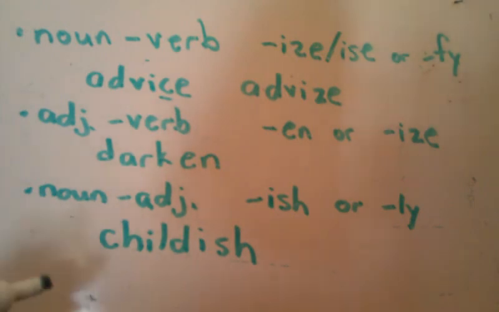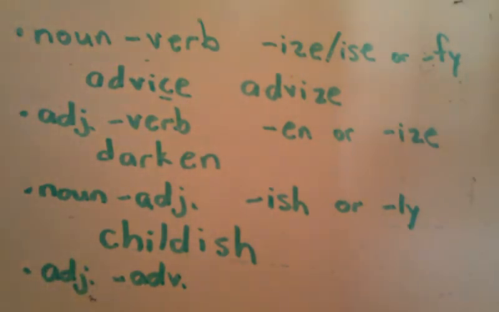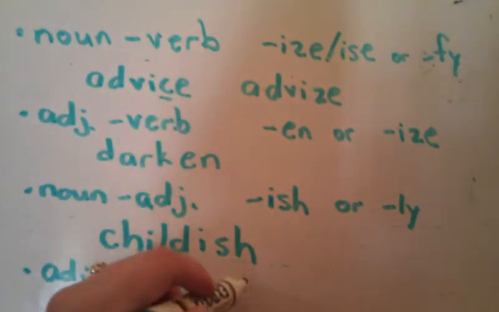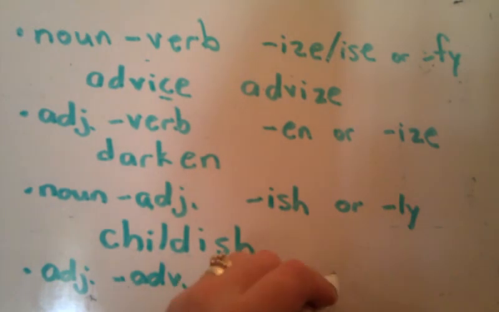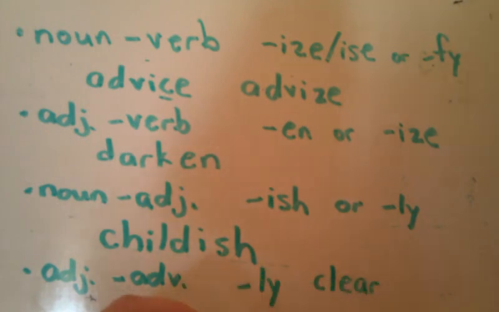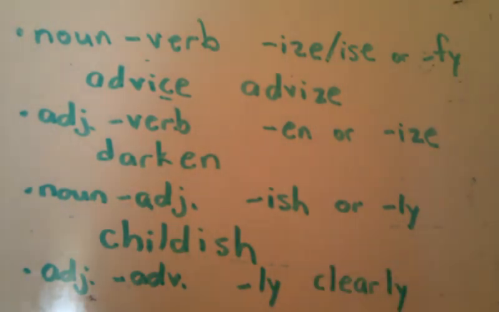And some suffixes can change adjectives to adverbs. The most common one is ly. Okay? An adjective would be clear, like clear night. But if I want to change this to an adverb, I can add ly and make clearly. Okay?